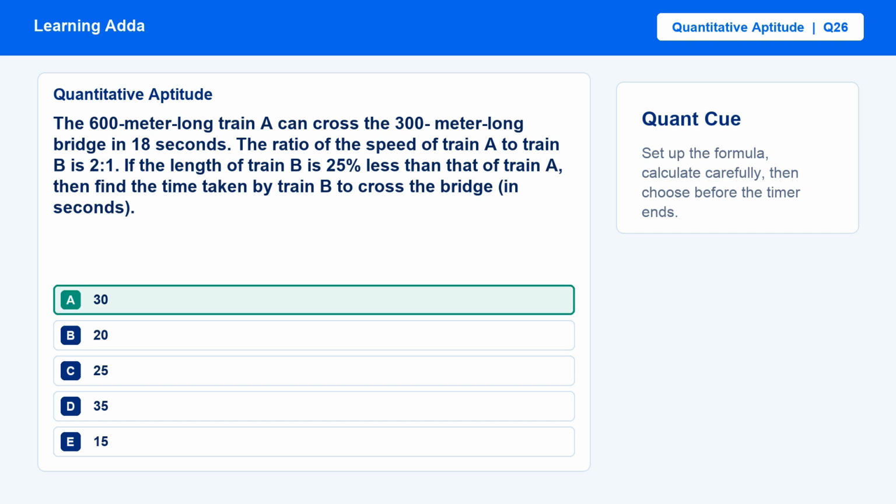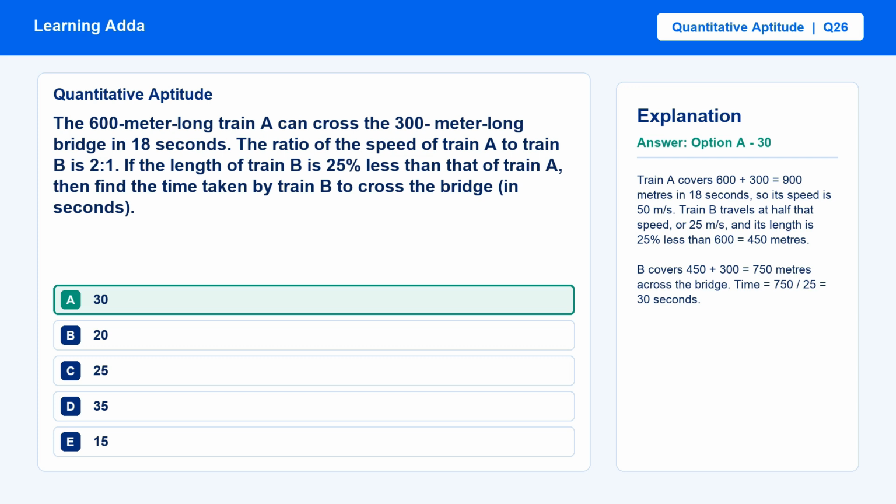The answer is option A, 30. Train A covers 600 plus 300 equals 900 meters in 18 seconds, so its speed is 50 meters per second. Train B travels at half that speed, or 25 meters per second, and its length is 25% less than 600, which is equal to 450 meters. B covers 450 plus 300 equals 750 meters across the bridge. Time is equal to 750 divided by 25 equals 30 seconds.